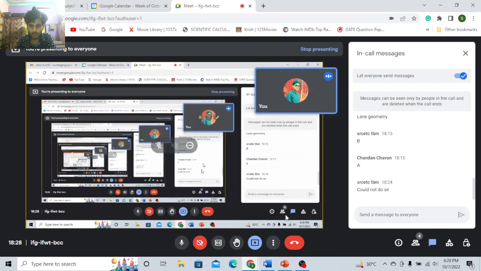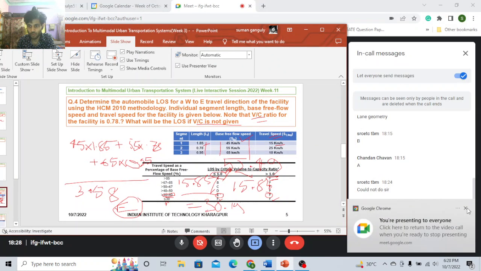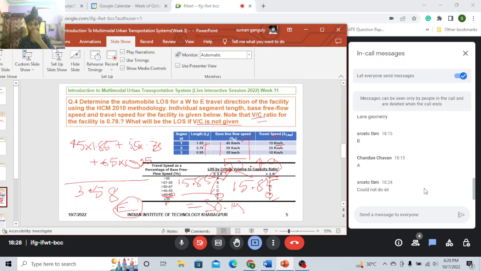Do you able to understand this, whatever I have shown you? Right now, can you say that okay, I will be able to do it afterwards? Just you need to calculate your weighted thing, then you need to divide your weighted base free flow speed with your travel speed. I think you will be able to calculate further. So if it is yes, then I will move to the next one. Can you just tell me that okay sir, go ahead to the next question?